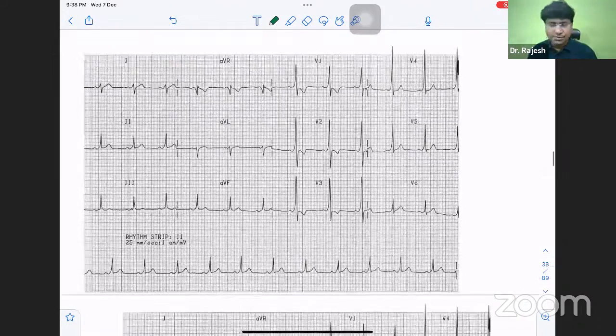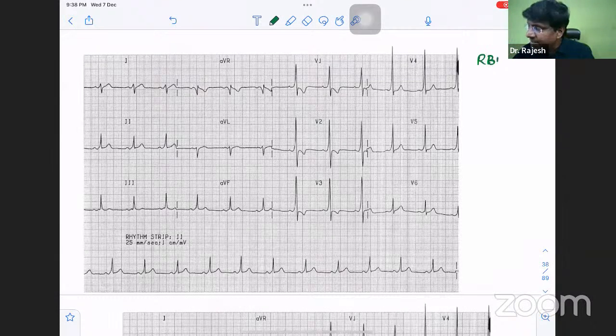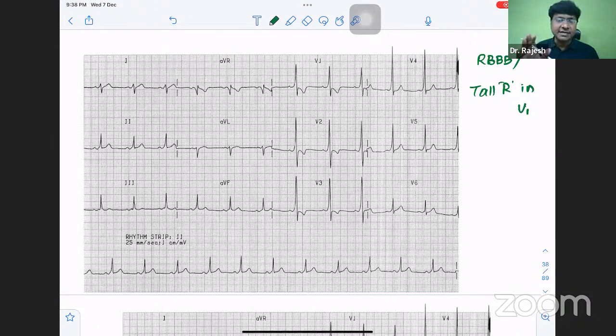Then how will you diagnose, by seeing the ECG, whether the accessory pathway is on the right side or on the left side? Just remember one important thing. If the ECG is showing RBBB pattern, or if the ECG is showing tall R wave in V1 with short PR interval, delta wave, and wide QRS complex, just remember that in this scenario, the accessory pathway is on the left side.